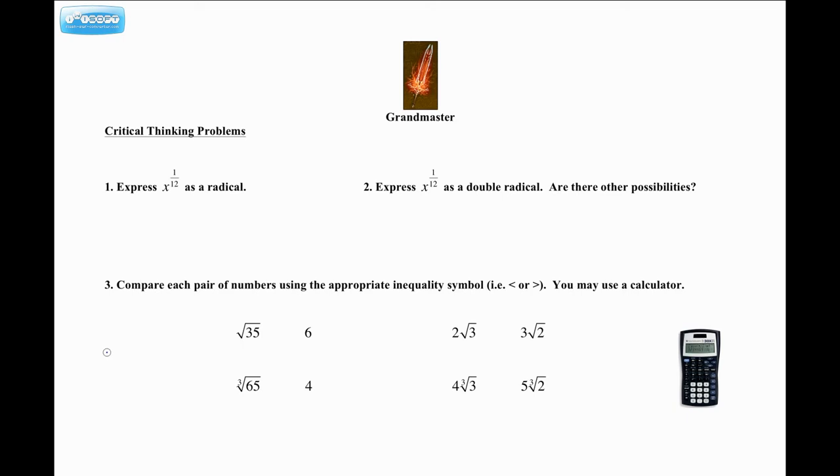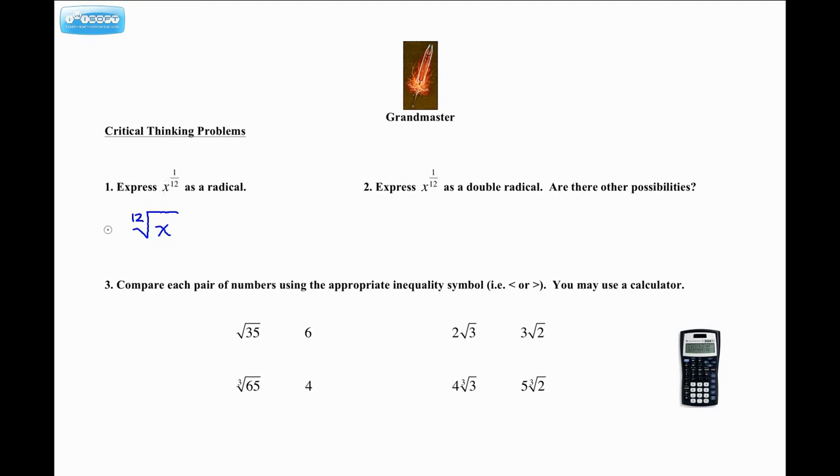Well, that's pretty easy. We know that the denominator here has to be the index. And the fact that this numerator is a 1, well, that's nice. We can effectively ignore it. So this becomes a little 12. We call this the 12th root of x, meaning that there's some number that if you multiply it by itself 12 times, you get x.